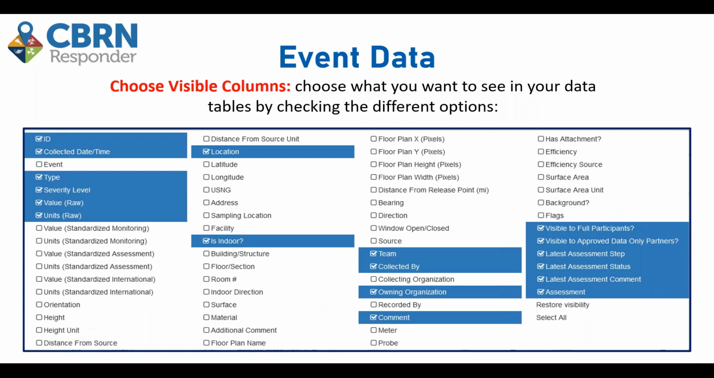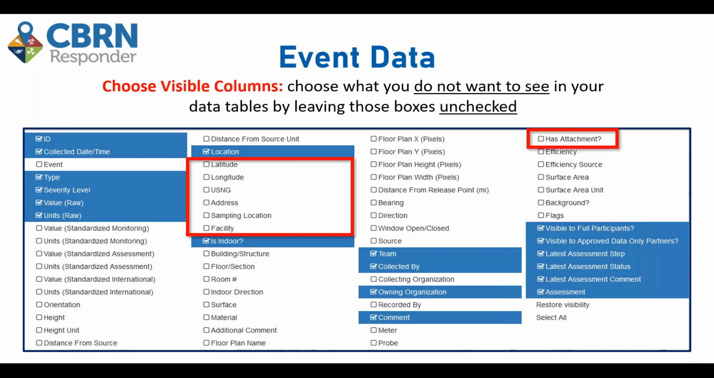With choose visible columns, I can see all of the different column options that I can have. Obviously, there is a lot, and maybe a lot of these don't really pertain to you, or you're not interested in seeing them. You can choose to check off or uncheck these specific options. So if I don't want to see certain fields, I can uncheck them.